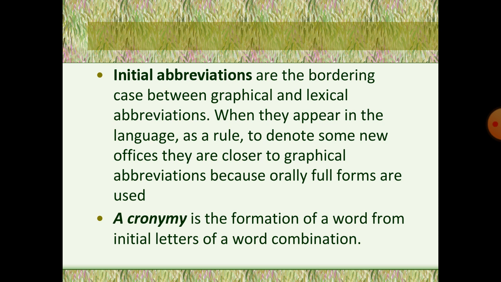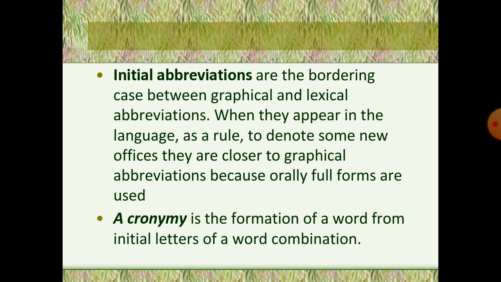Initial abbreviations are the bordering case between graphical and lexical abbreviations. When they appear in the language as a rule to denote some new offices, they are closer to graphical abbreviations because orally full forms are used. For example, JV, joint venture. When they are used for some duration of time, they occur in the shortened form of pronouncing and become closer to lexical abbreviations. For example, BBC, British Broadcasting Corporation, is as a rule pronounced in the shortened form.